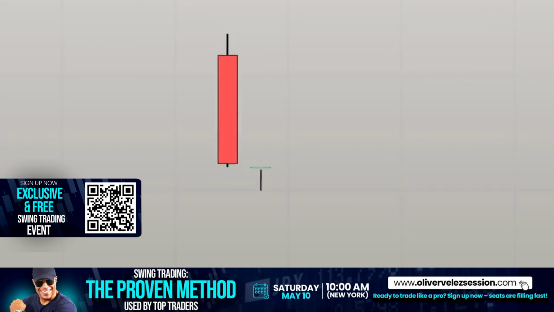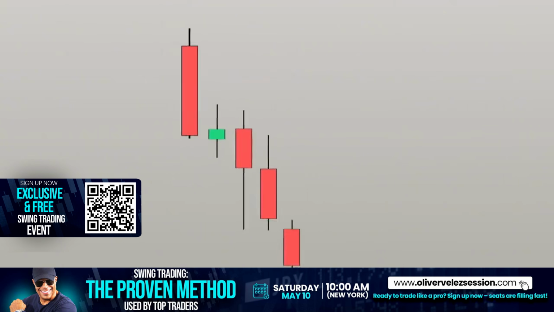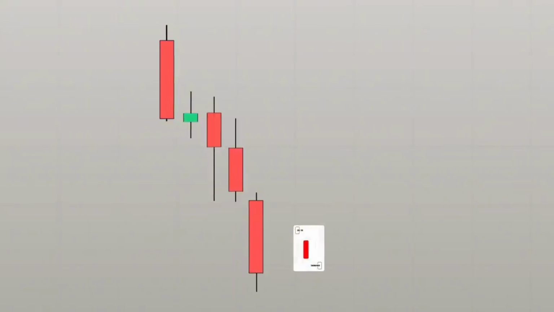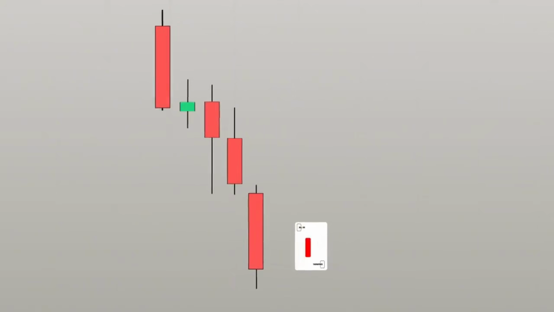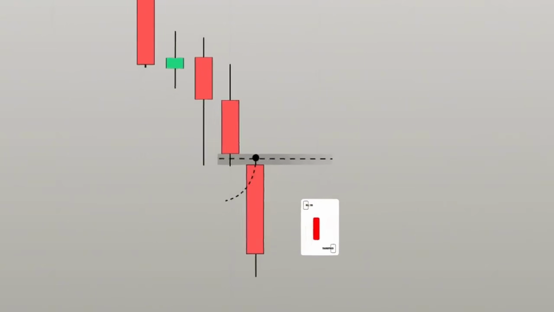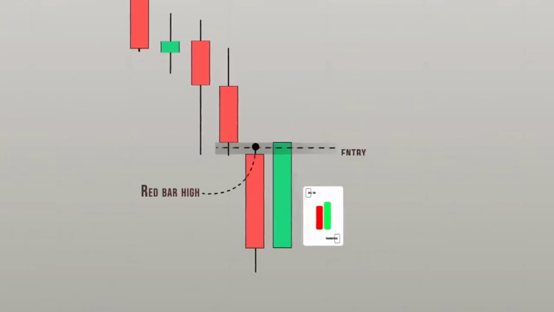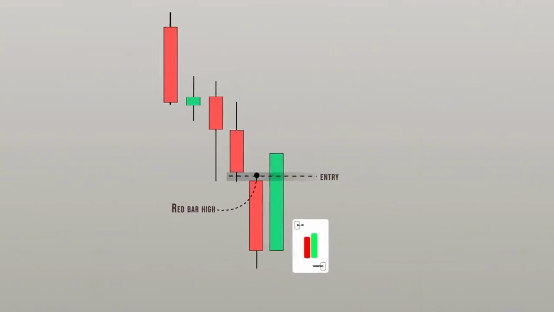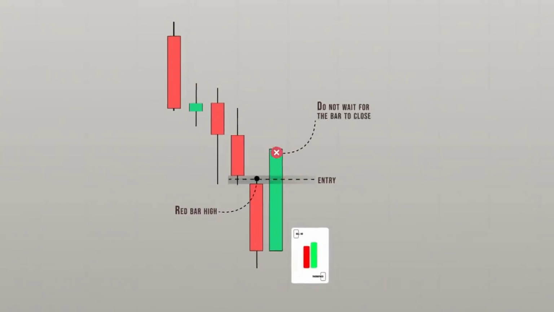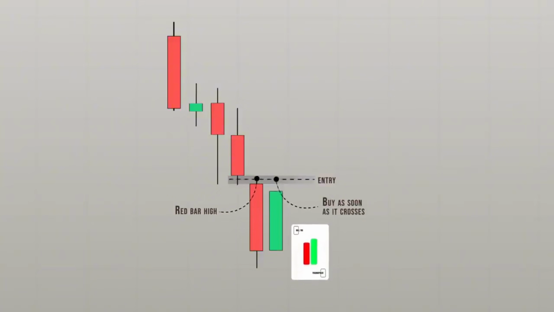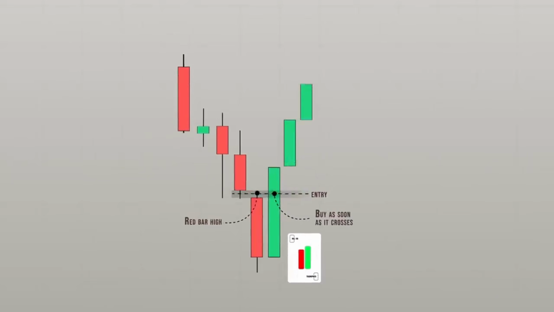The bull 180 is generally a confirmation entry event, which means that you buy the instant the green takes out the high of the red. Boom, there's your entry. You do not wait for this bar to finish trading. You buy into the bar as it's still a live bar. And as soon as it crosses the high of the red bar, you're golden.